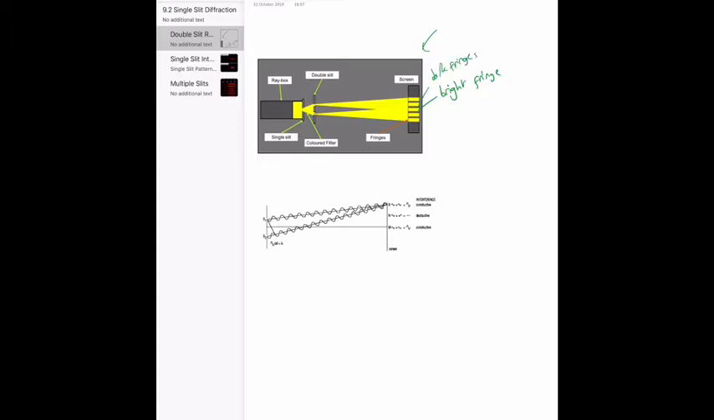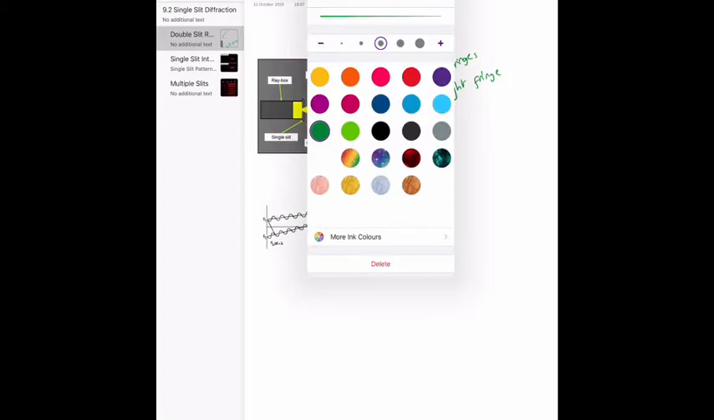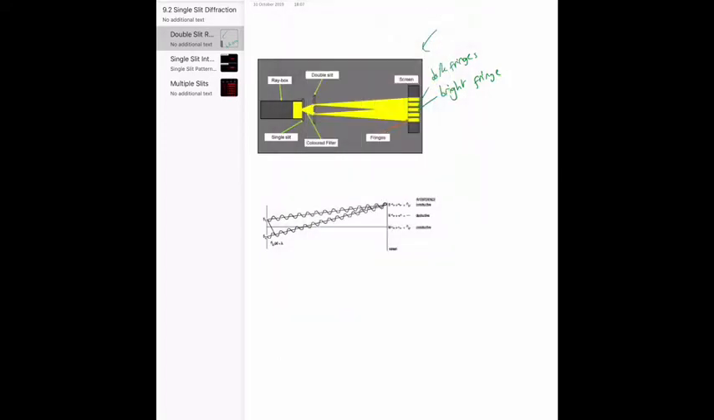Okay. So the thing to remember for this is it's all about the path difference that the light takes going from each of the two different slits. So if I call this slit 1 and slit 2, the path difference is the difference in the distances that the light travels from one slit than from the other slit.